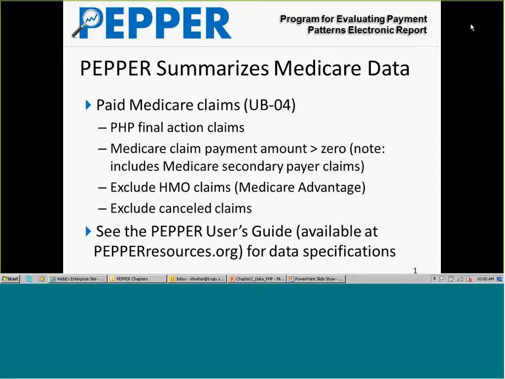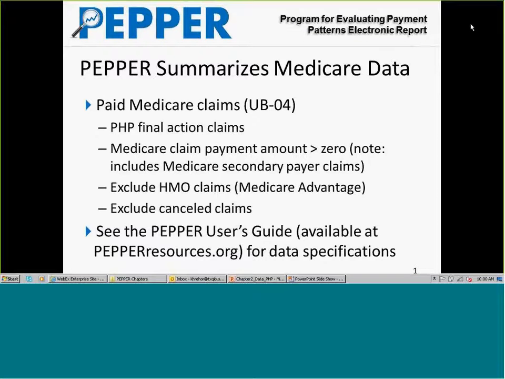During this session, I'm going to talk about the data that are summarized in the PEPR for partial hospitalization program. When you look at your PEPR, you need to know that the statistics are calculated based on traditional Medicare fee-for-service claims as identified by the UB04 claim that's been submitted to your Medicare administrative contractor for Medicare reimbursement. We identify these claims for inclusion in the PEPR based on specific inclusion criteria, which are listed on this slide.